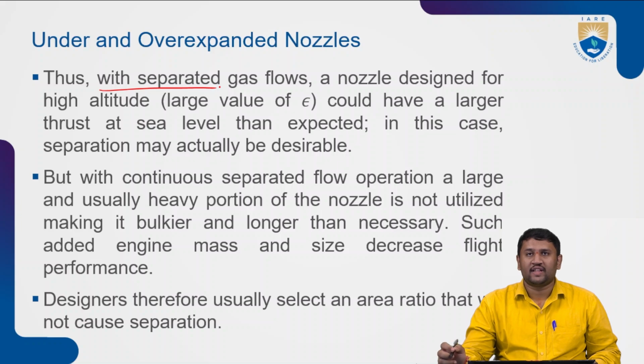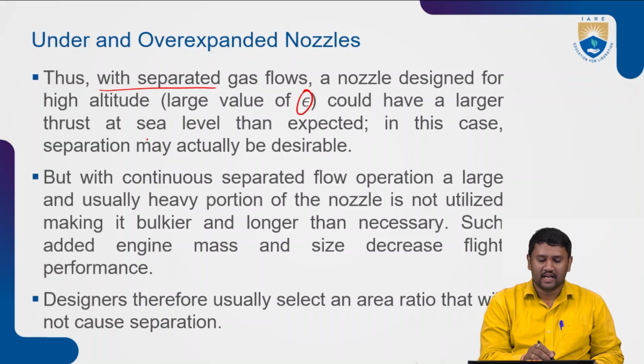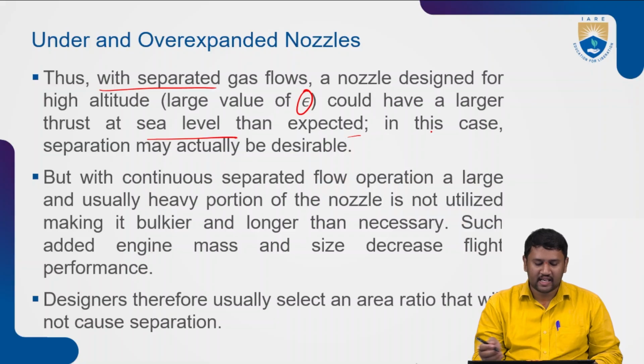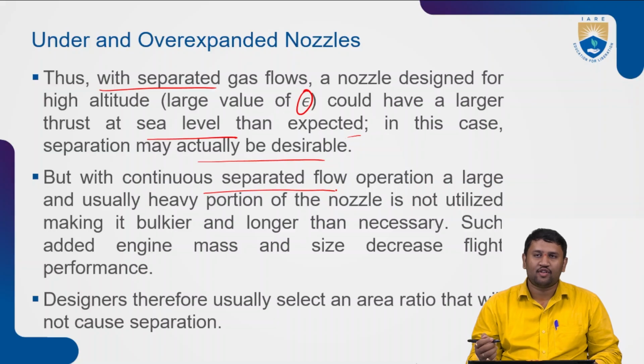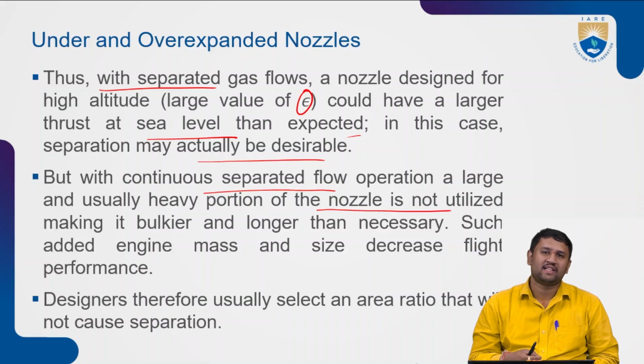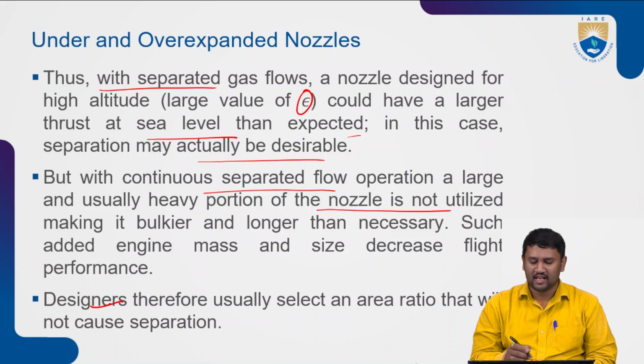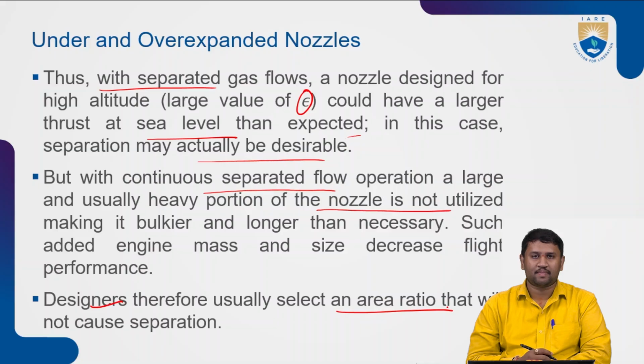Thus, with these gas flows, a nozzle designed for high altitude with a larger value of epsilon, that is the area ratio, could have a larger thrust at sea level than expected, and in this case the separation may actually be desirable. But in continuous separated flow operation, a large and usually heavy portion of the nozzle is not utilized, making it bulkier and longer than necessary, and such added engine mass and size decrease flight time as well as performance. So rocket designers usually select an area ratio that will not cause a separation.